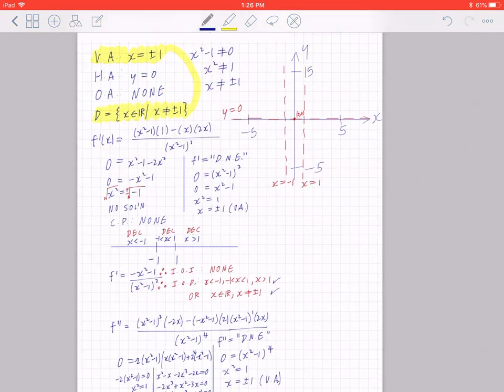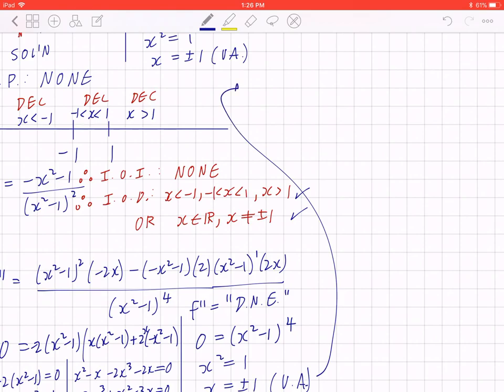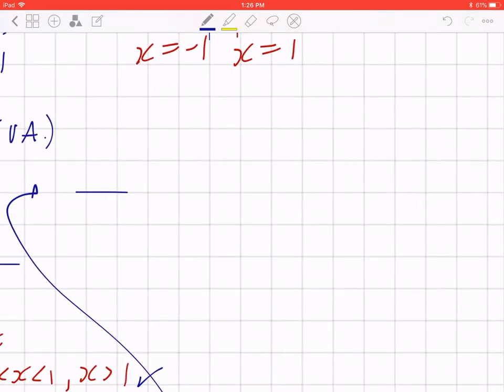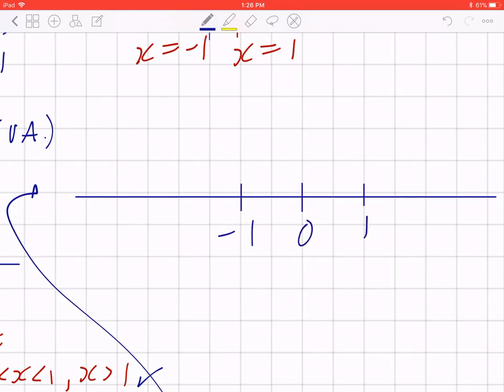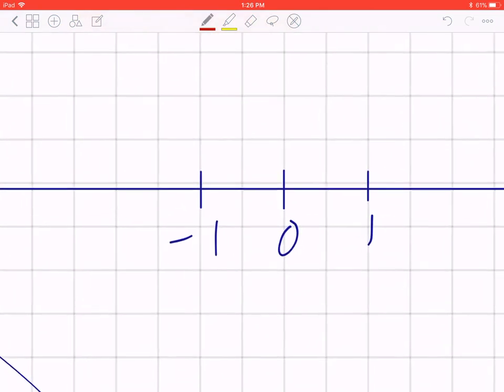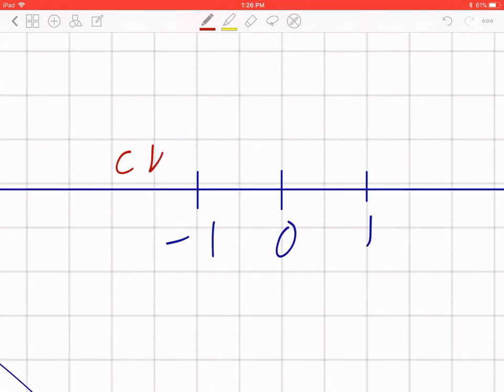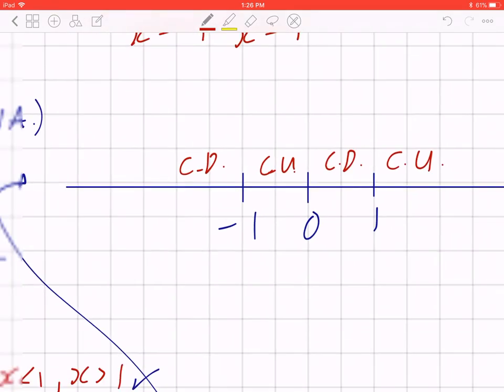Now, again, if you continue with concavity, you can draw a line, and don't forget the vertical asymptotes, -1 and 1. Don't forget the inflection point, 0. And you can plug it back in to figure out when it's concave up and concave down. I'll leave it to you to work this out, but this would give you concave down, then it's going to be concave up, then it's going to be concave down, then it's going to be concave up, just like that.